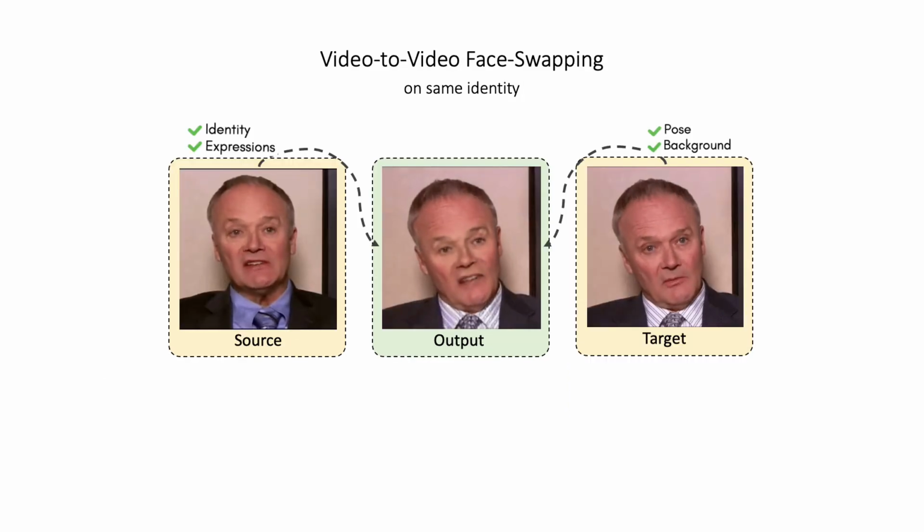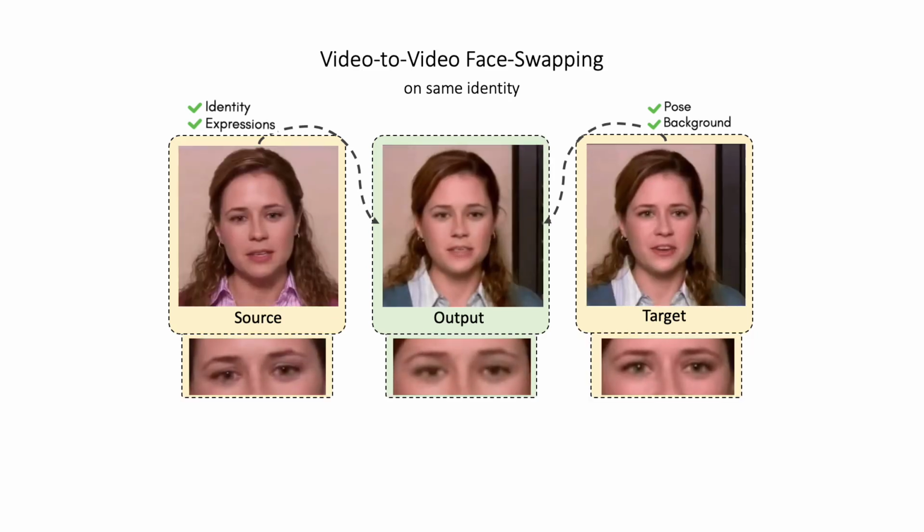We show some results on V2V face swapping for the same identity. Here, we show such instances. As can be seen, the identity is perfectly preserved along with the pose and background. Only expressions such as the eye and lip movements are swapped from the source.